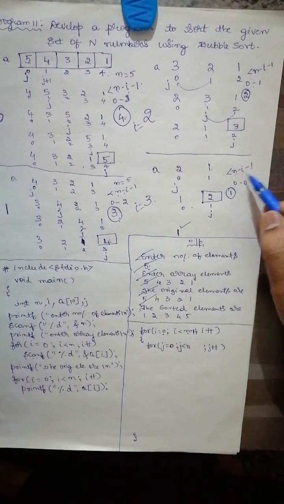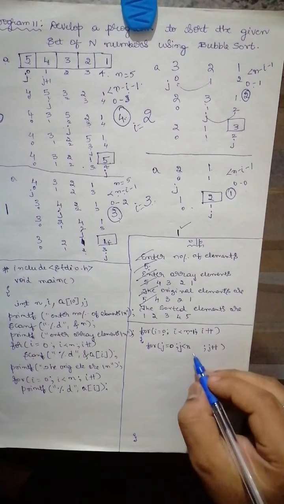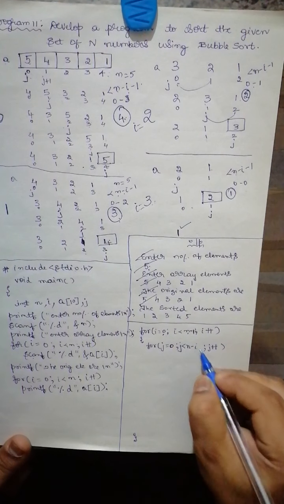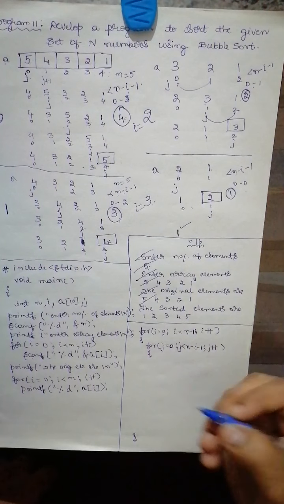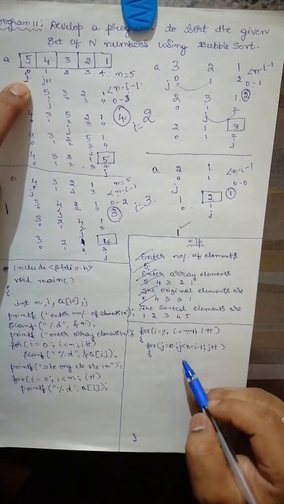5 minus 3, 2. 2 minus 1, 1. Less than 1 means it will traverse up to 0. Hence I can write the condition like this: J less than n minus I minus 1. So this is the beginning of the inner for loop. Initially I will be 0, and J will also be 0.